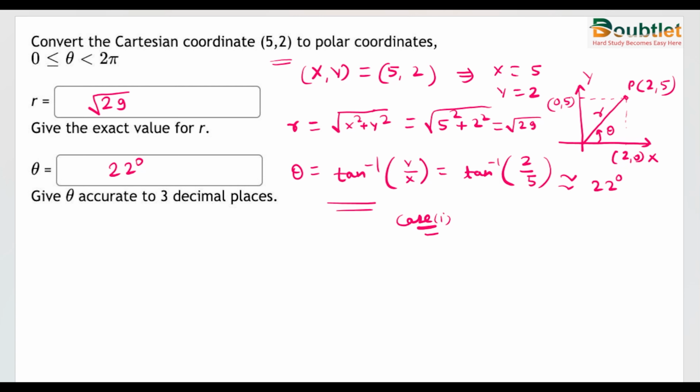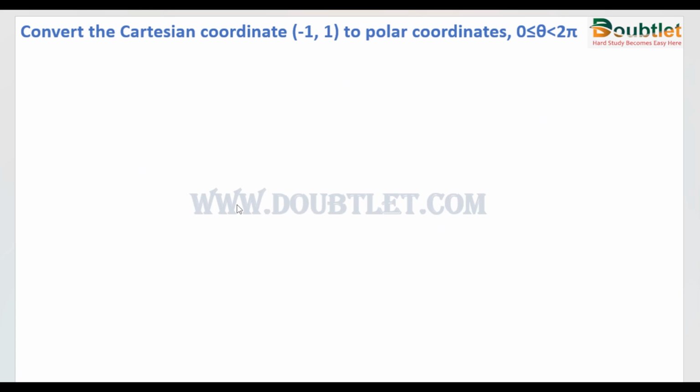Now if we move on to the second case, this is the next example. Here the Cartesian coordinates are -1, and we have to convert these into polar coordinates, and again the value of theta lies between 0 to 2 pi. If we draw this point in the Cartesian plane, this is the x-axis and this is the y-axis.